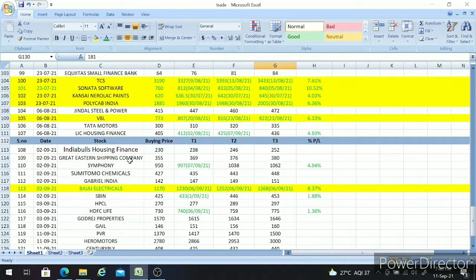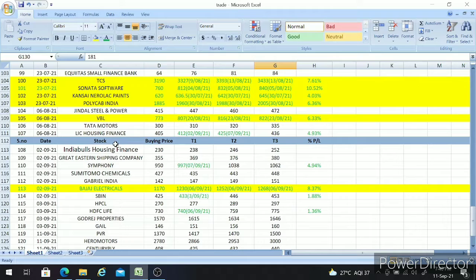The next one is Symphony. I gave the buy call for this one on 2nd of this month with a buying price of 950 with a T1 of 997, and this got achieved on 7th of this month, giving us a percentage return of 4.94.